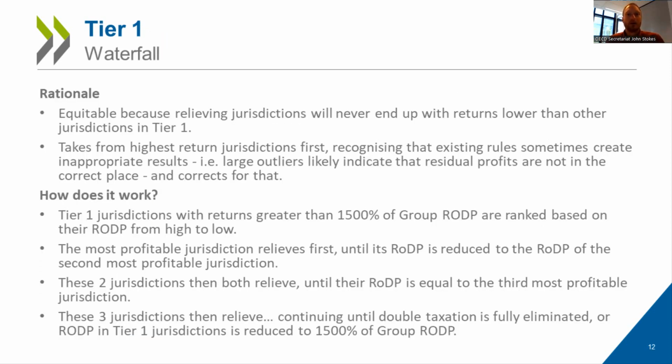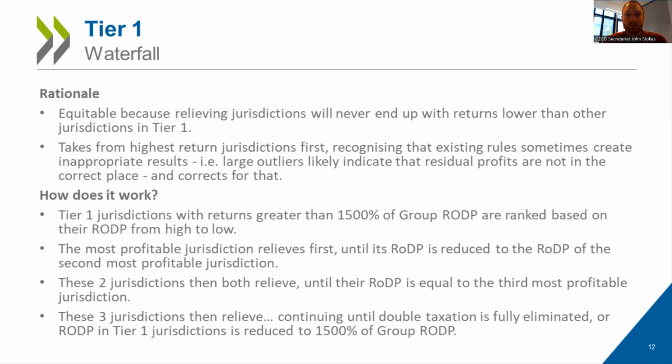Okay, so tier one applies following a so-called waterfall approach. And before I speak about the rationale, I'll perhaps turn this slide on its head and talk about how the waterfall approach works. So again, we rank jurisdictions with a return greater than 15 times group RODP based on their RODP from high to low.